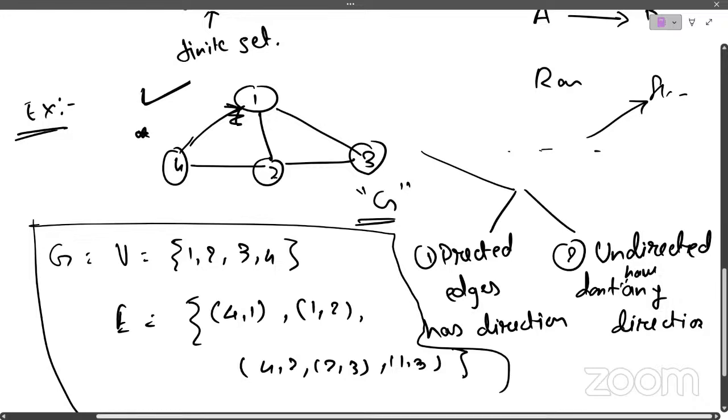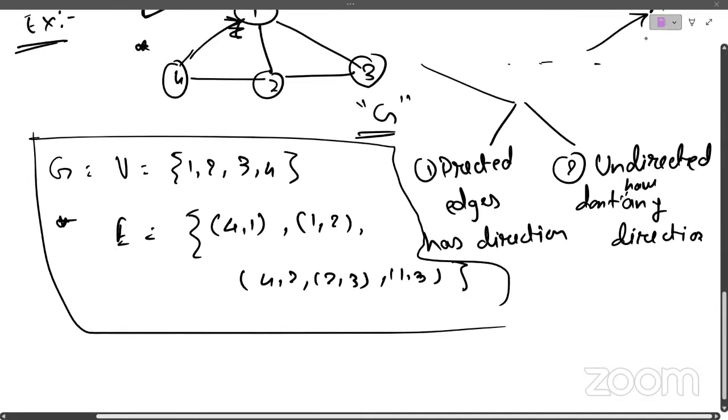First is the visual representation, and second is using the elements of edges and the elements of vertices. In that way also we can describe our graph. So this is the basic definition.